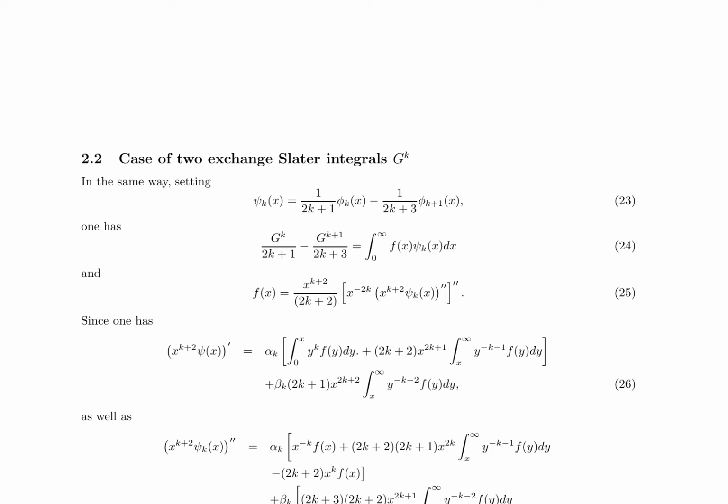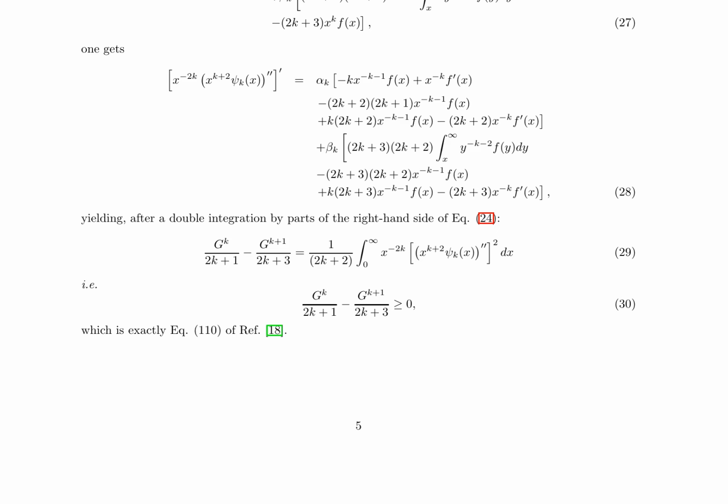The function f(x) is then defined using ψ_k(x), and its derivatives are calculated to obtain an expression for the second derivative of x^{k+2}ψ_k(x). The authors use integration by parts to simplify the expression for G^k(2k+1)G^{k+1}(k+3)/2, which involves the second derivative of x^{k+2}ψ_k(x).